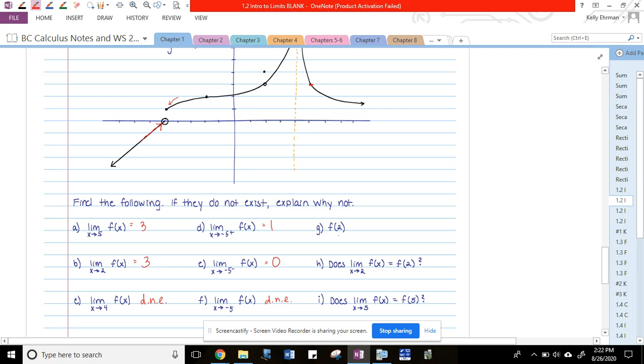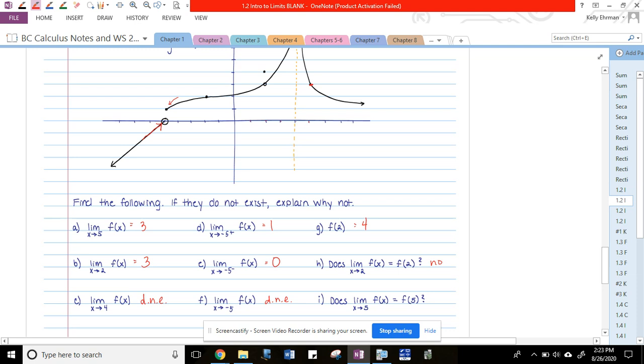f of 2, remember that's not limit notation, that's just saying what is f of 2? It is this point up here, which is 1, 2, 3, 4. Does the limit as x approaches 2 of f of x equal f of 2? We answered this limit back here. We found it to be 3, or look at your graph. Does where the graph continues from one side to the other, does that limit match that point? No.